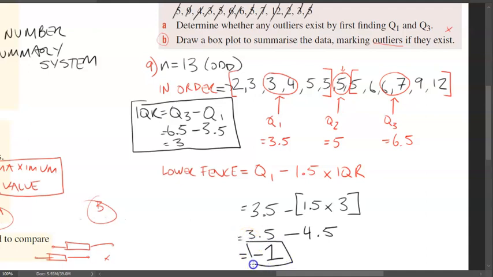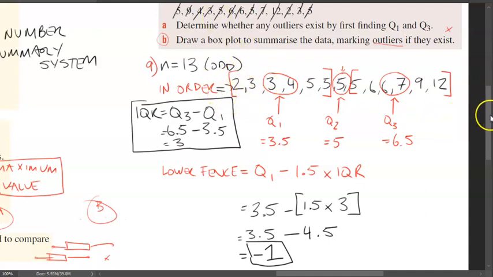Remember, this is just a lower fence. This isn't a new data point we're going to add. This is just saying that any value less than negative 1, because it's a lower fence, is considered an outlier. Well, all of these numbers are positive. None of them are negative. So it's safe to say that there are no lower fence outliers. Okay, so 2 is considered a reasonable data value within the range.